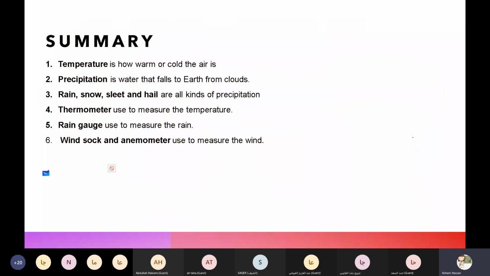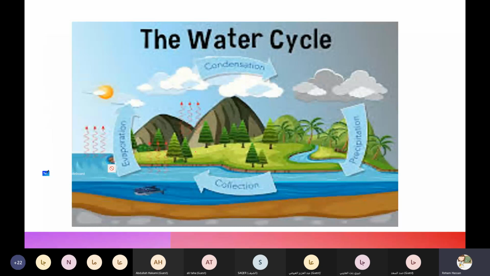So the summary: temperature is how warm or cold the air is. Precipitation is water that falls to the earth from clouds. Rain, snow, sleet, and hail are kinds of precipitation. Thermometer is used to measure the temperature. Rain gauge is used to measure the rain. Windsock and anemometer are used to measure the wind, sorry. What about our lesson today?